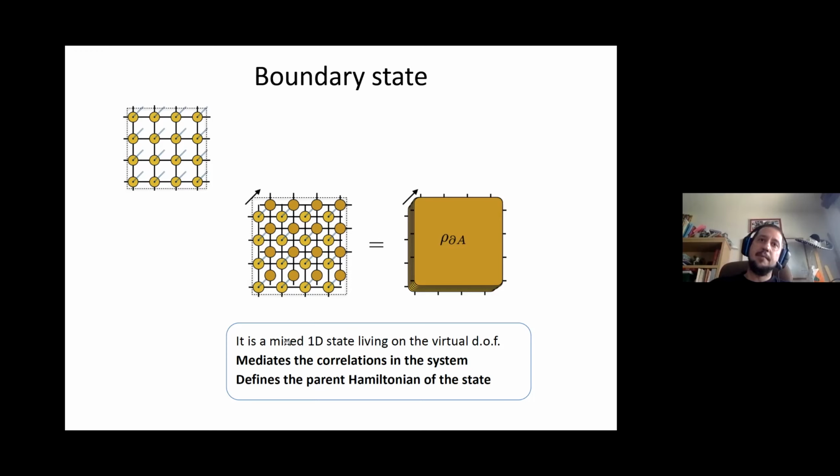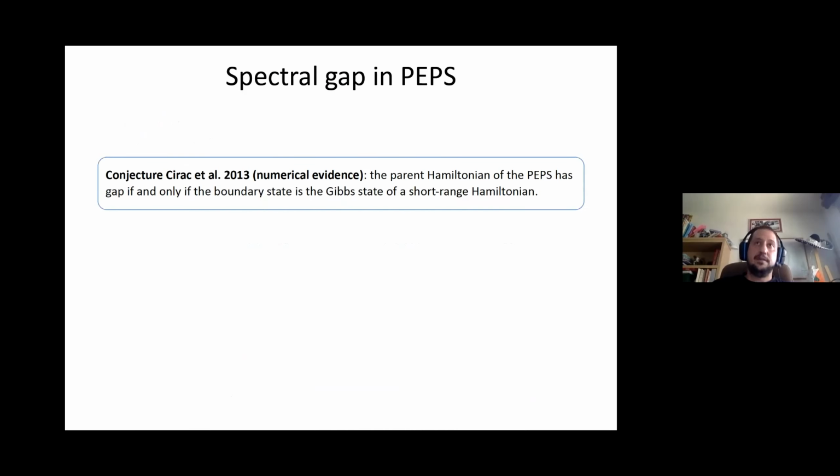By doing this, we obtain a mixed one-dimensional state that lives in the virtual degrees of freedom. This is very important for two reasons. First, this virtual state is the one that mediates the correlations in the system. And second, this is the one that defines, by some formula, the parent Hamiltonian of the state. So this object that lives on the virtual degrees of freedom encodes both the correlations and the parent Hamiltonian. Now in this paper, Ignacio and co-authors gave numerical evidence that the parent Hamiltonian of the PEPS has a gap if and only if the boundary state is the Gibbs state of a short-range Hamiltonian.